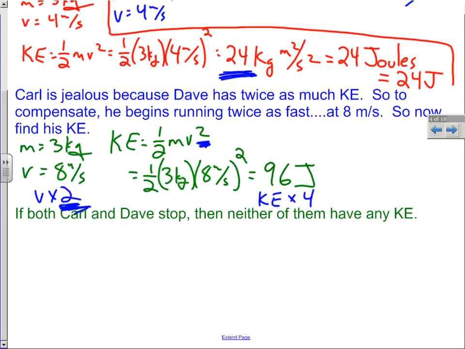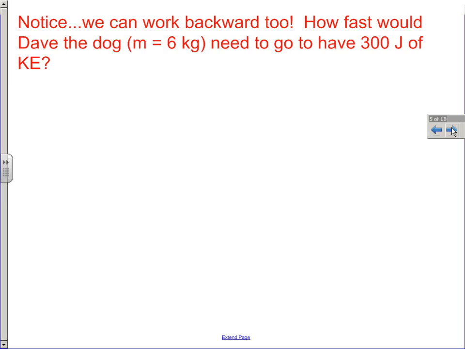Finally, if both Carl and Dave stop moving, then neither of them have any kinetic energy. All right, moving on. We can go backwards too, right? How fast would Dave the dog need to go to have a kinetic energy of 300 joules?